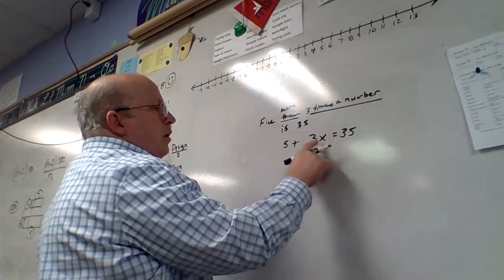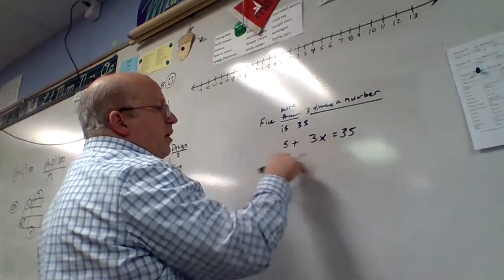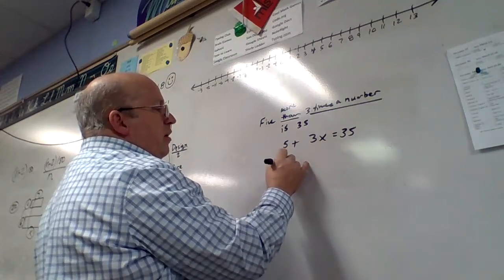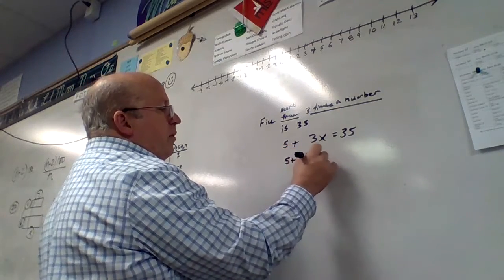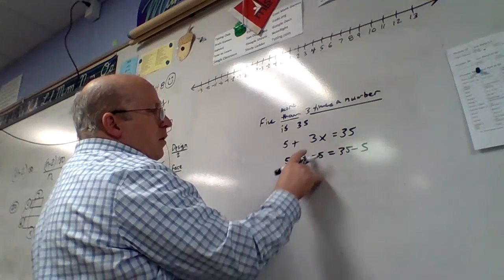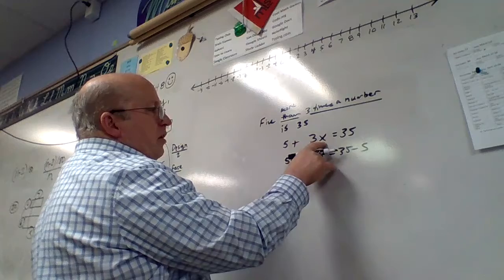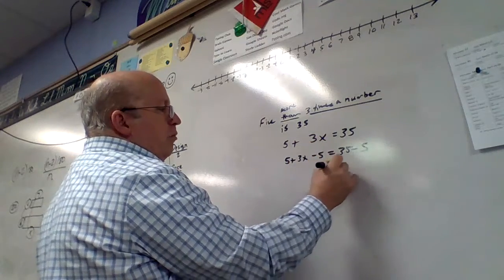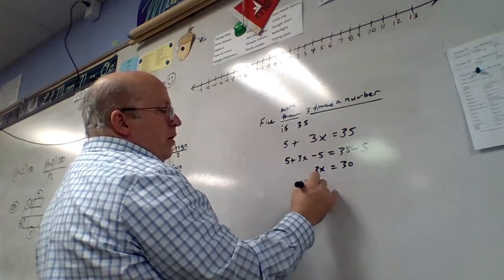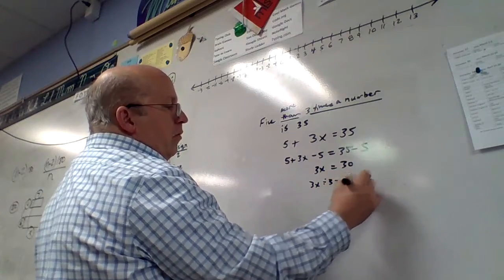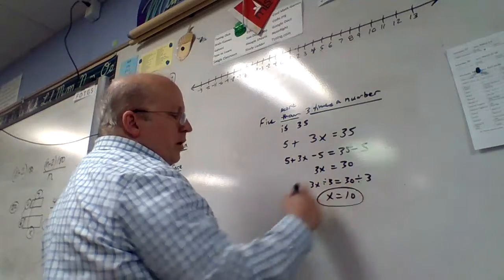Then I got x on this left-hand side. It's attached to a 3 and a 5. I got to get rid of the 5 first. So I'm going to subtract 5 from both sides because I got to get rid of the addition to the x before I get rid of the multiplication to the x. And I get 3x equaling 30. Then I'm going to divide both sides by 3. And when I do that, I get an x value of 10.